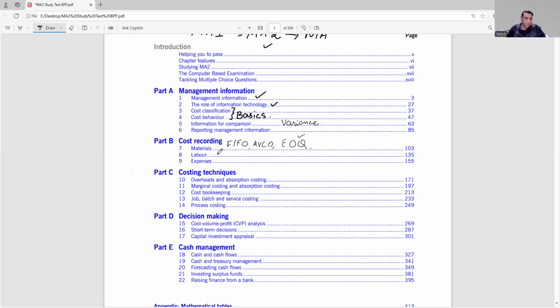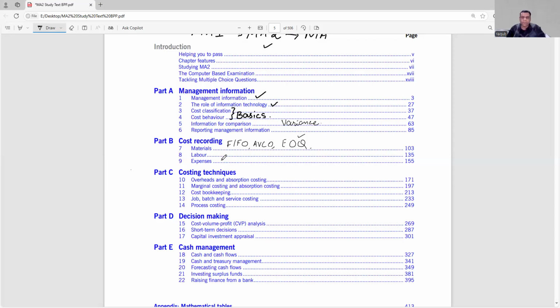Then we have labor. Labor includes the types of labor, direct labor and indirect labor. Then we have types of wages, and different remuneration methods. Then we have overtime. What is overtime? Then we have idle time and labor turnover ratios. So these are the concepts of labor.